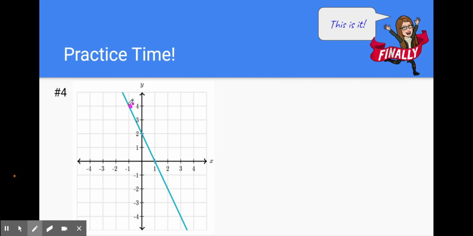All right, I'm going to go ahead and pick this point here and this point here. I count my run. I go up 2. I'm sorry, I count my rise. My rise is up 2. My run is back 1. And 2 divided by -1 means that this line has a slope of -2.